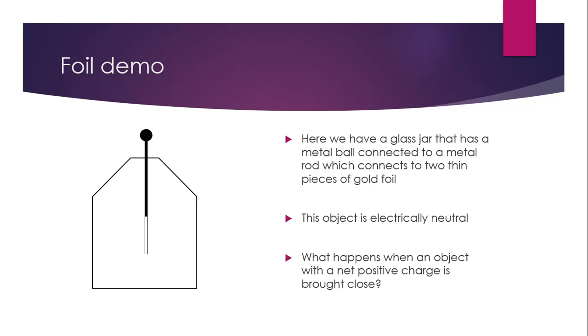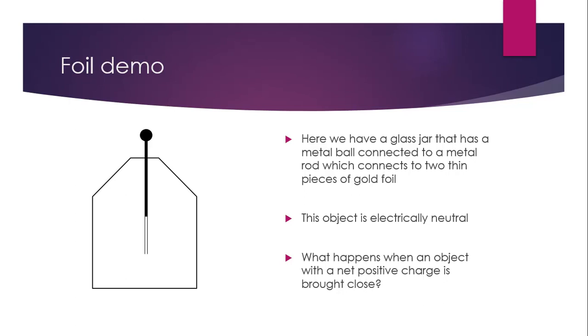So this other one, I have a glass jar, and it's sealed up, and sticking out of this glass jar is a metal ball that's connected to a metal rod which connects to two pieces of gold foil down there. The reason why I've picked metal all in here is that metal happens to be a very good conductor of electricity. What that means is the electrical charges will flow easily through that substance, that I'm able to move electric charges to and from very easily in that substance.